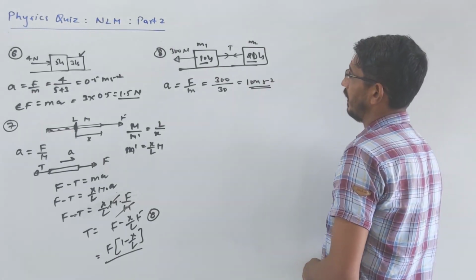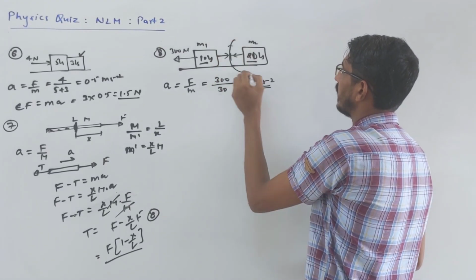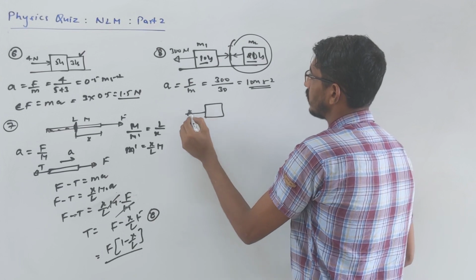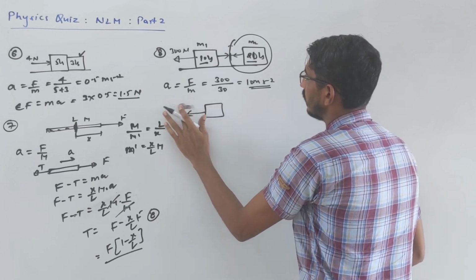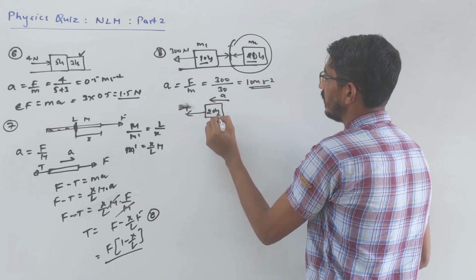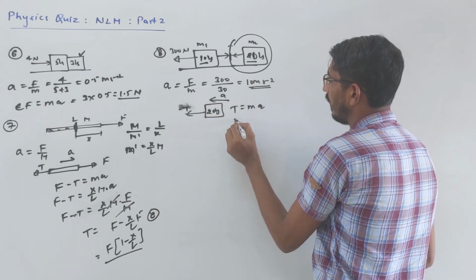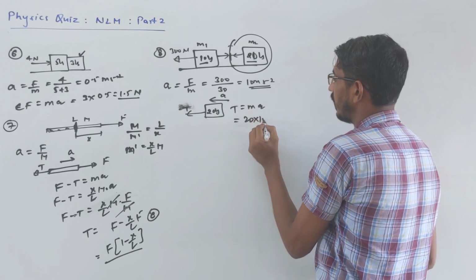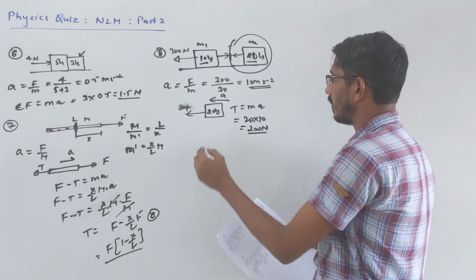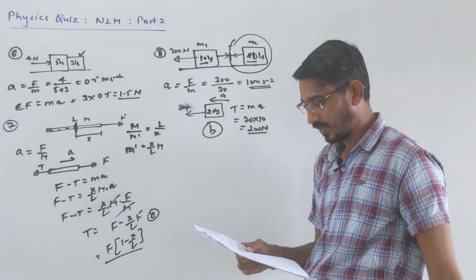You can take FBD. Let's take FBD, cut it from here. You can take this part, that's easier. So the FBD of this 20 kg, what are you writing? Here is the tension T, accelerating in this direction, this is 20 kg. So T is simply equal to MA. M is given 20, acceleration is found 10. So this becomes 200 Newton. 200 Newton means option B is the correct answer.